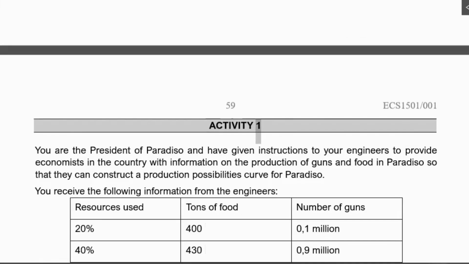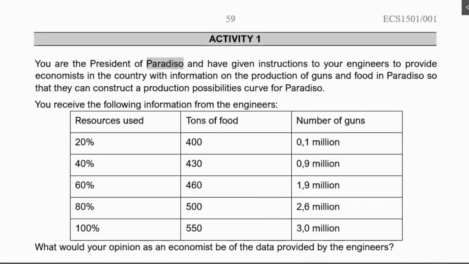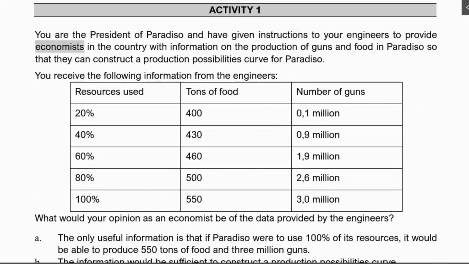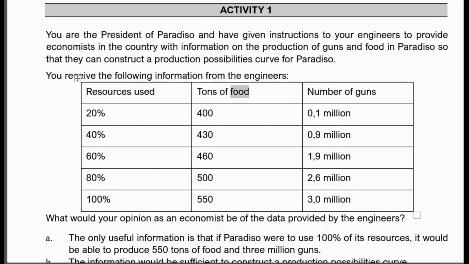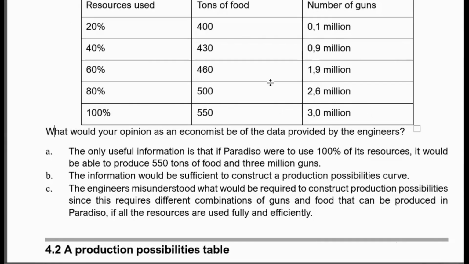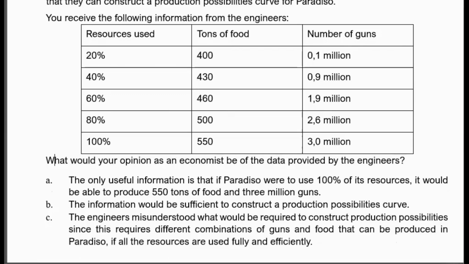Activity 1. You are the president of Paradiso and have given instructions to your engineers to provide economists in the country with information on the production of guns and food in Paradiso so that they can construct a production possibilities curve for Paradiso. You receive the following information from the engineers. Resources used. Tons of food. Number of guns. What would your opinion as an economist be of the data provided by the engineers?